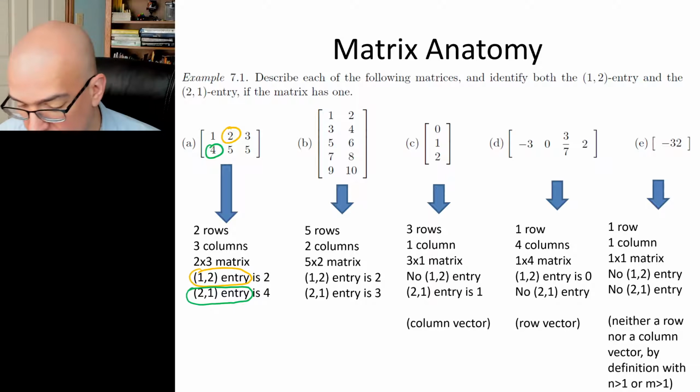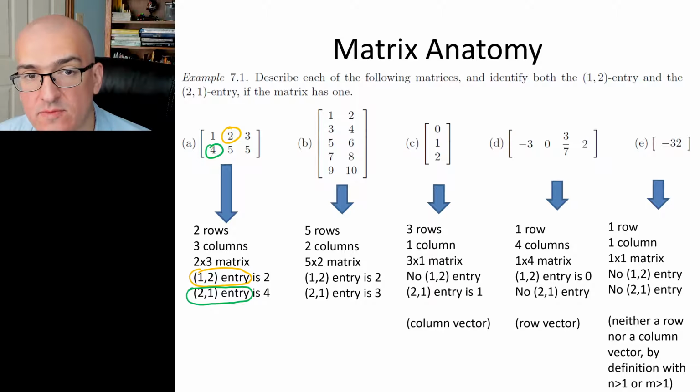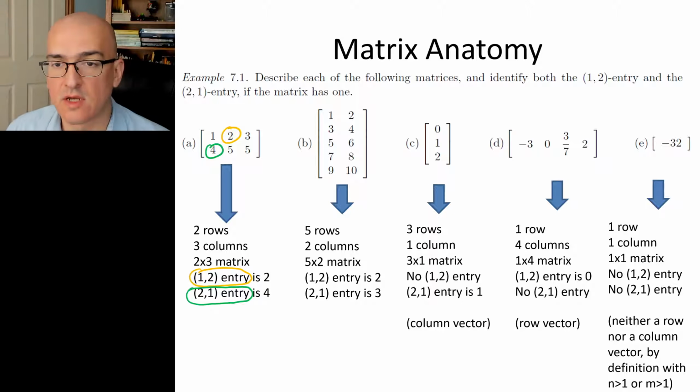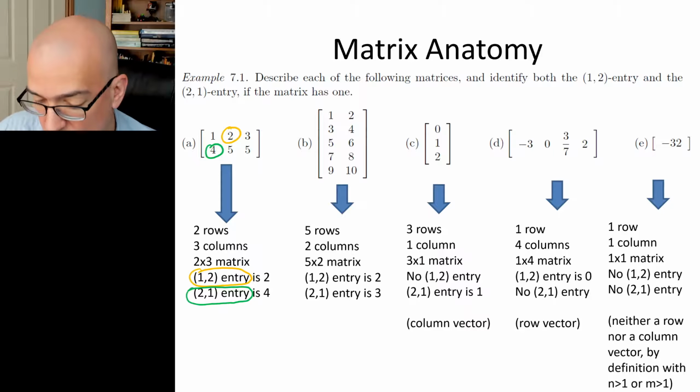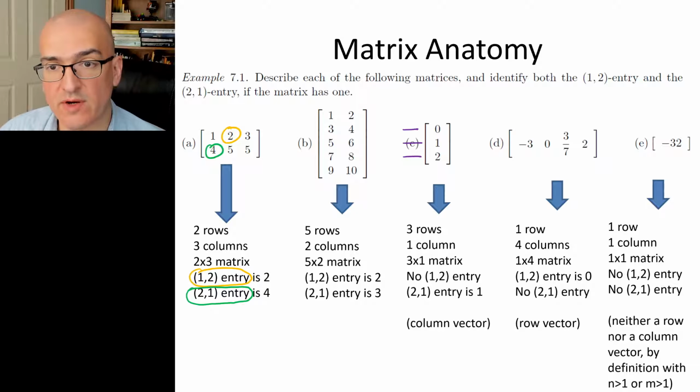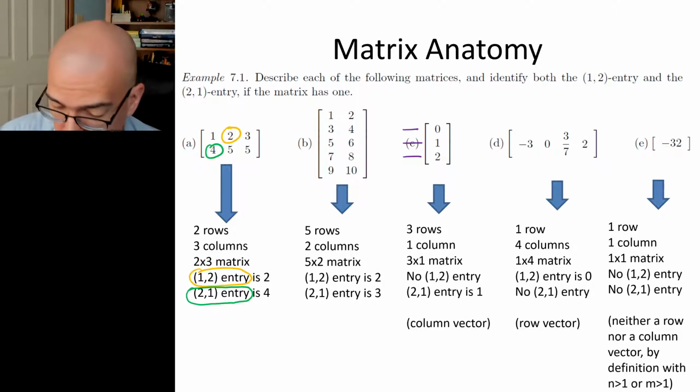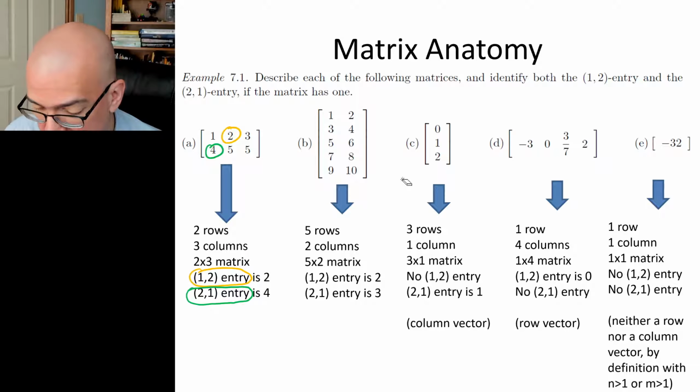The next one is a column vector or column matrix. It consists of 1 column and 3 rows. So again, you have to be mindful. What are the rows? 1, 2, 3. Those are the rows. So there are 3 rows. It looks weird. Each row only has 1 thing in it, but there are 3 of those rows. So it is a 3 by 1 matrix.